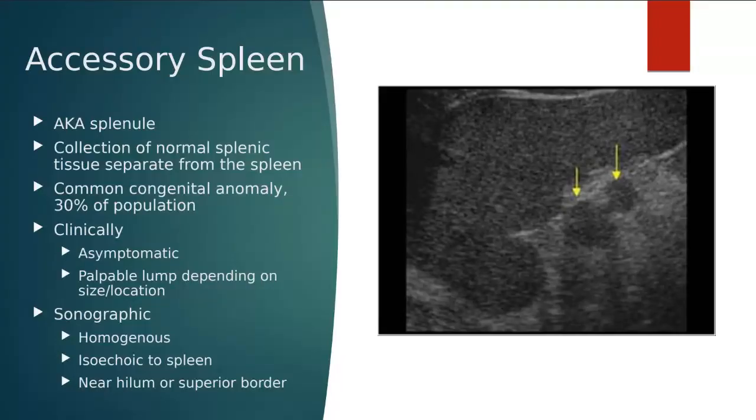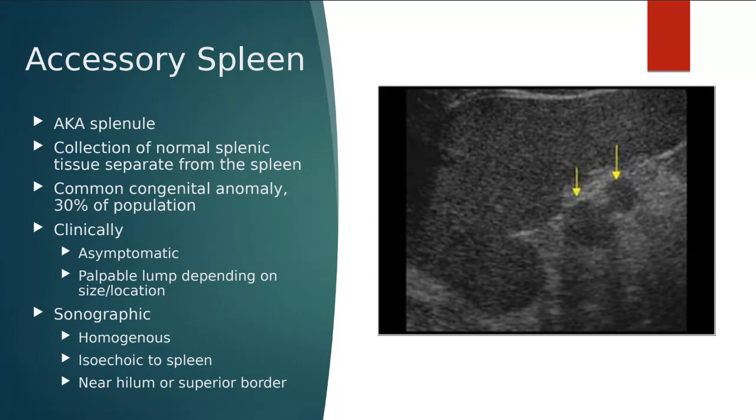Next, we have our accessory spleen. So this is something that you have probably all seen in clinical, and maybe some of you have seen in lab on your partner. This is also known as a splenule. So these are little collections of normal splenic tissue that are separate but near the spleen itself. This is a very common congenital anomaly. It affects about 30% of the population, but there's nothing really crazy associated with these.